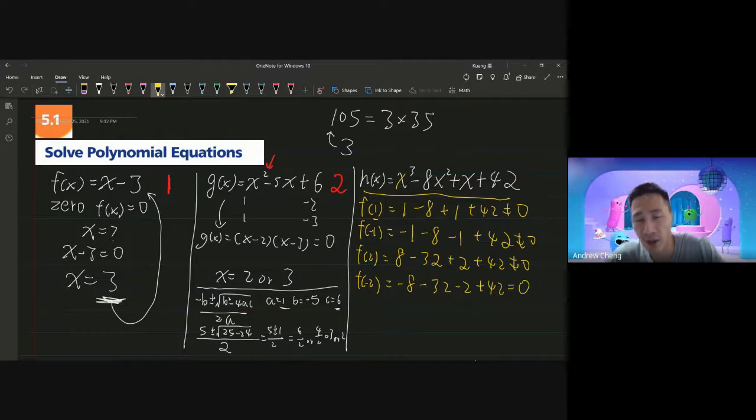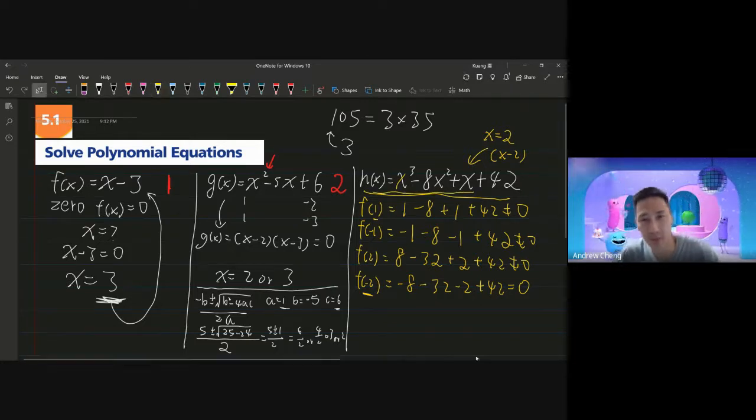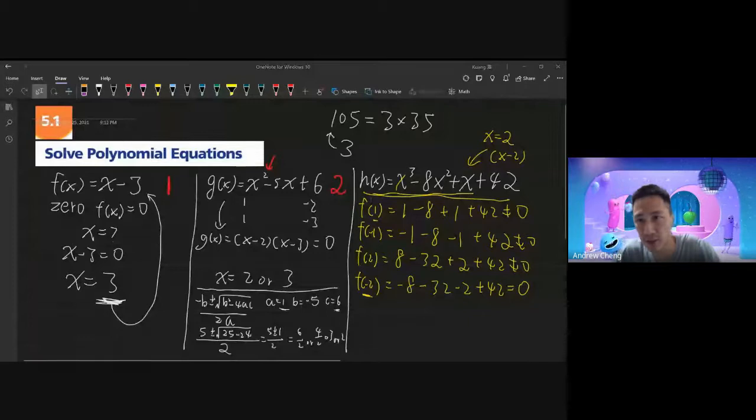Okay, so I can say negative 2 is a 0 of this function, and x plus 2 is a factor of this function. Okay, next page.